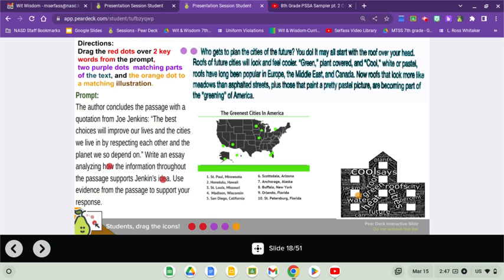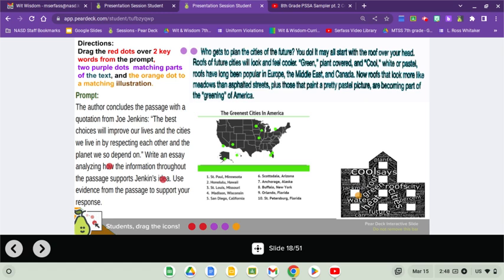Let's take a moment and reread this paragraph. Who gets to plan the cities of the future? You do. It may all start with a roof over your head. Roofs over future cities will look and feel cooler. Green, plant covered, and cool white or pastel roofs have long been popular in Europe, the Middle East, and Canada. Now roofs that look more like meadows than asphalted streets, plus those that paint a pretty pastel picture, are becoming part of the greening of America.